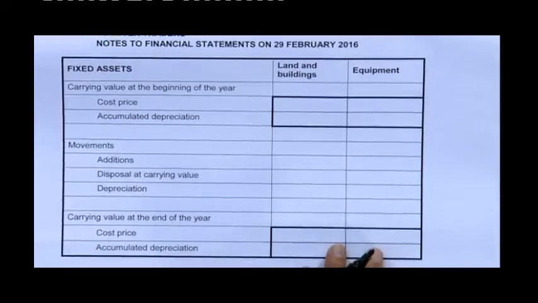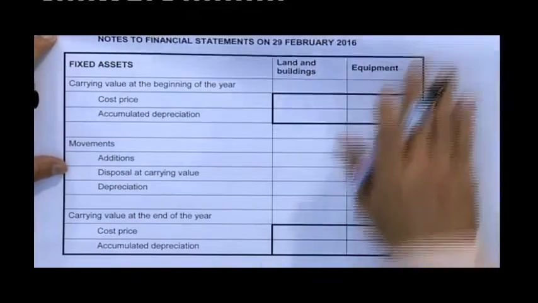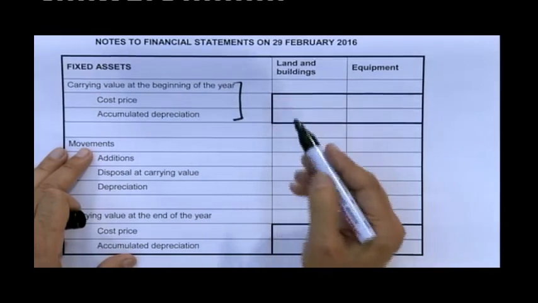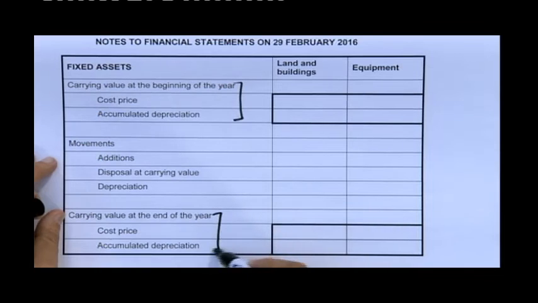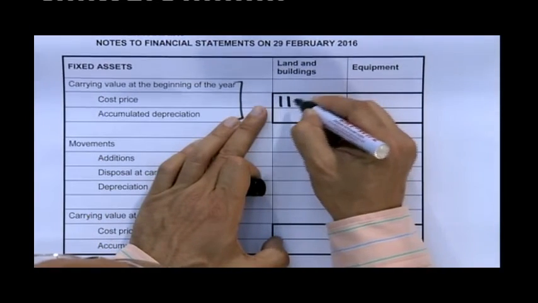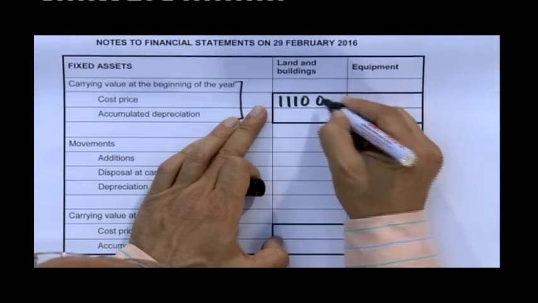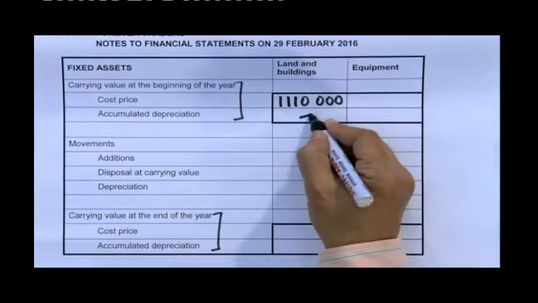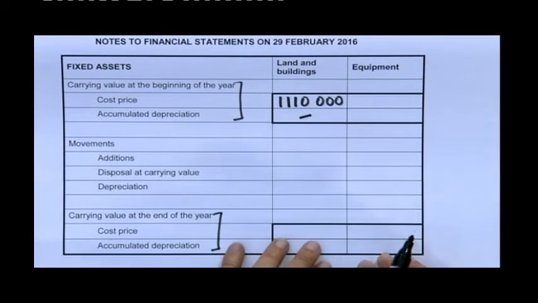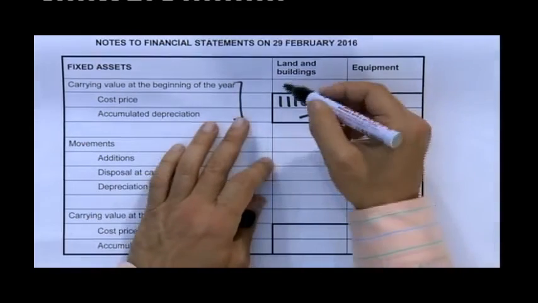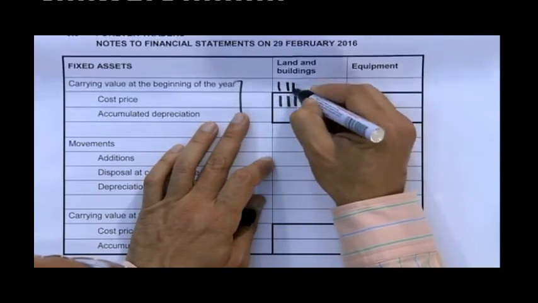So when I look at my fixed asset note for land and buildings, where it says cost price, these three lines are at the beginning of the year, and these three lines at the bottom are at the end of the year. So now I have a figure of land and buildings at the beginning of the year, 1,110,000. Earlier I said there's no accumulated depreciation. So the cost price minus the accumulated depreciation gives me the carrying value, which is also 1,110,000.